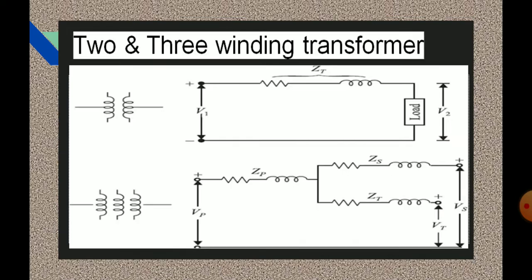So this is about 2 and 3 winding transformer. For 2 winding transformer, the supply primary side voltage is represented as V1, secondary side voltage across the load is represented as V2, and Z is the impedance of the 2 winding transformer. Next, for 3 winding transformer, the winding is classified as primary impedance, secondary impedance and tertiary impedance. The voltage across the primary impedance is represented as VP, voltage across secondary impedance is represented as VS, and tertiary impedance voltage is represented as VT.